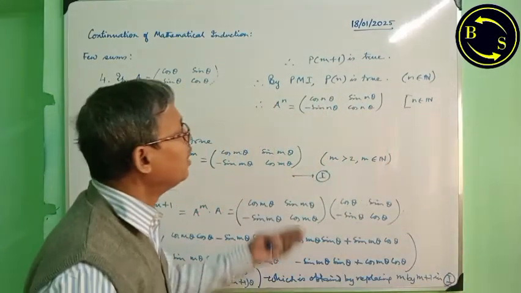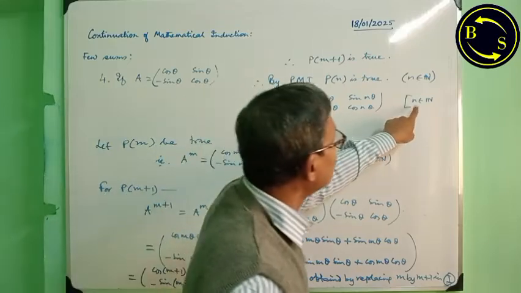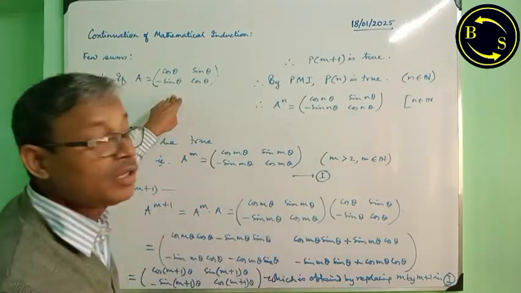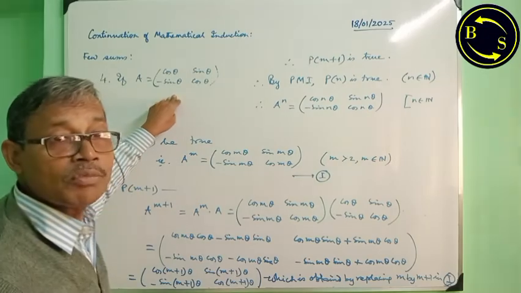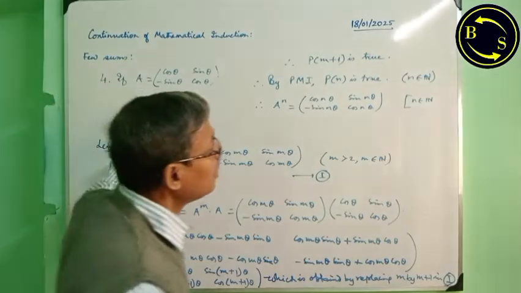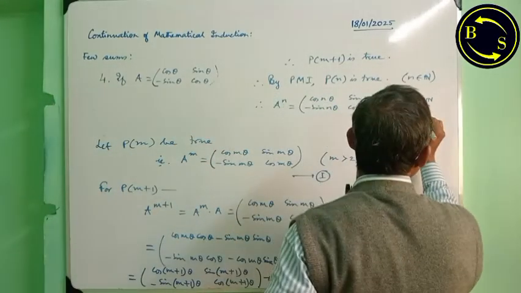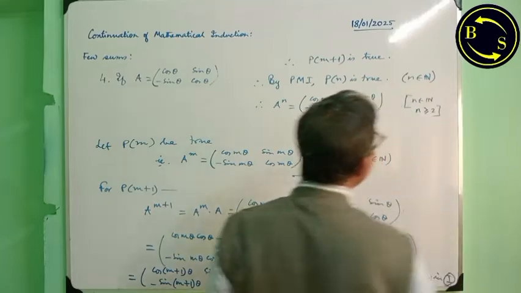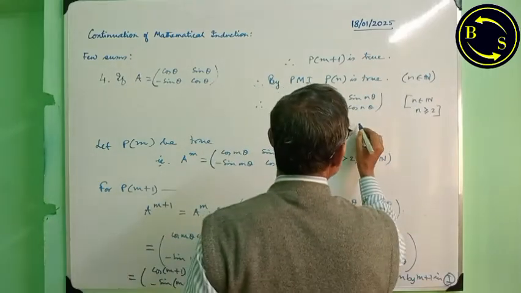One thing, if we put n equal to 1, we get this one, but that is not the case of a product. Therefore, in this case, we mention n greater than or equal to 2. The problem is finished.